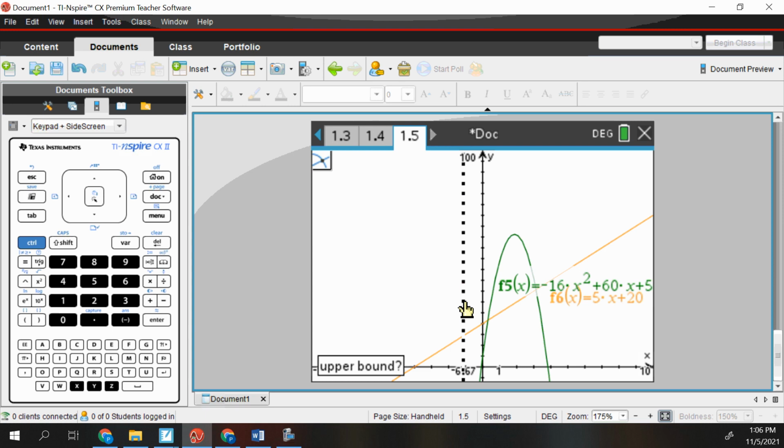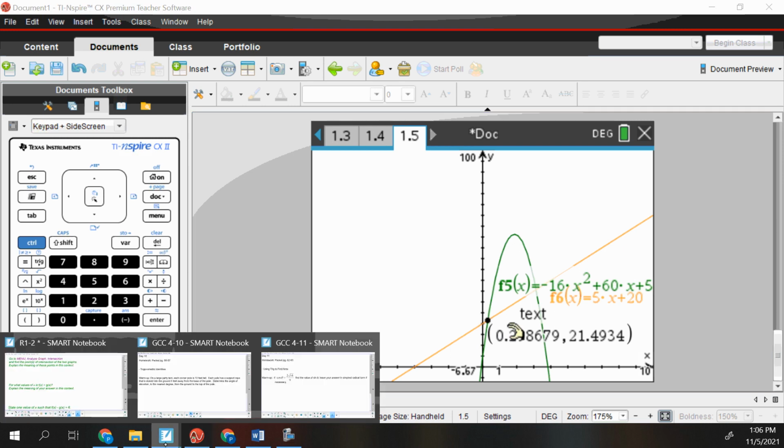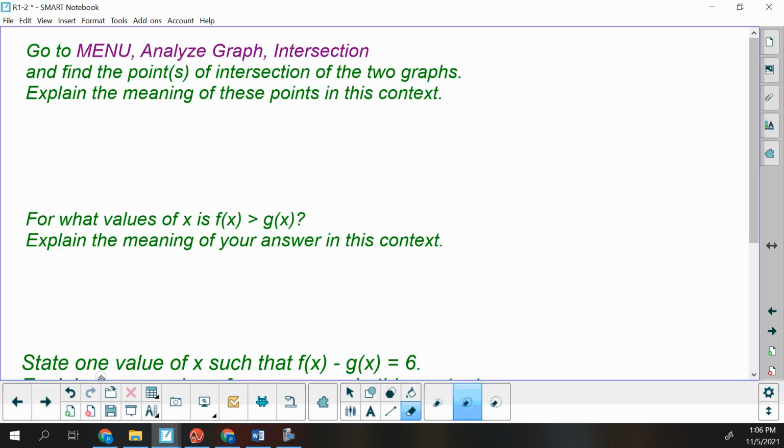Then it asks for upper bound. So you have to move somewhere to the right of the intersection you're looking for. So I'm going to move mine there, and then notice it gives me the intersection. So this did not tell us where to round to. At least I don't believe it did. It did not. Let's go to 3 places, we'll say. So if you round that to 3 places, the first one we should have is 0.299, comma, 21.493.